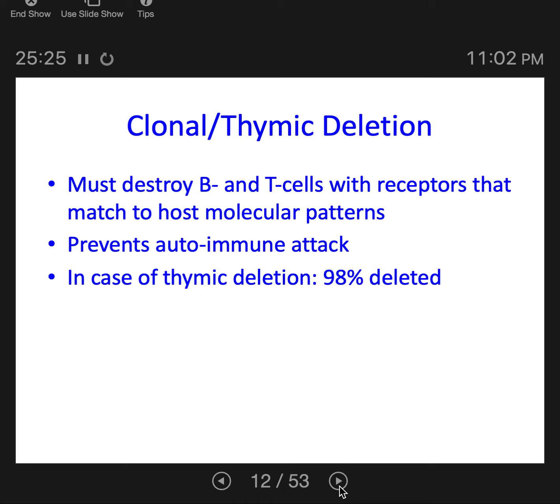In the case of thymic deletion, 98% of T cells are deleted and never released into your body. So you have all of these T cells being generated in your bone marrow, maturing in your thymus, and 98% of them get deleted because the receptors on their surface could bind to your own cells and cause an autoimmune attack. So they're deleted, meaning they're induced into apoptosis.